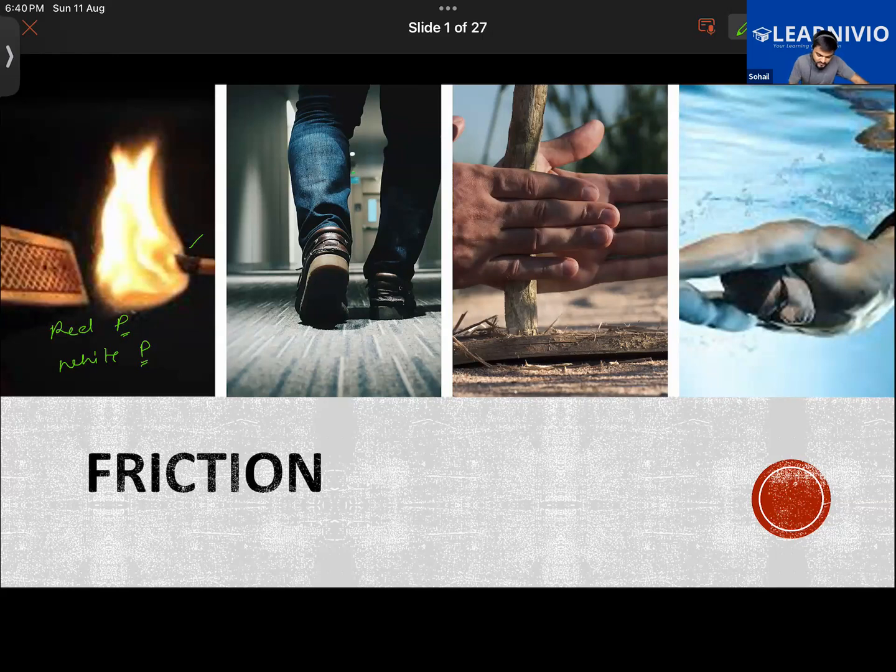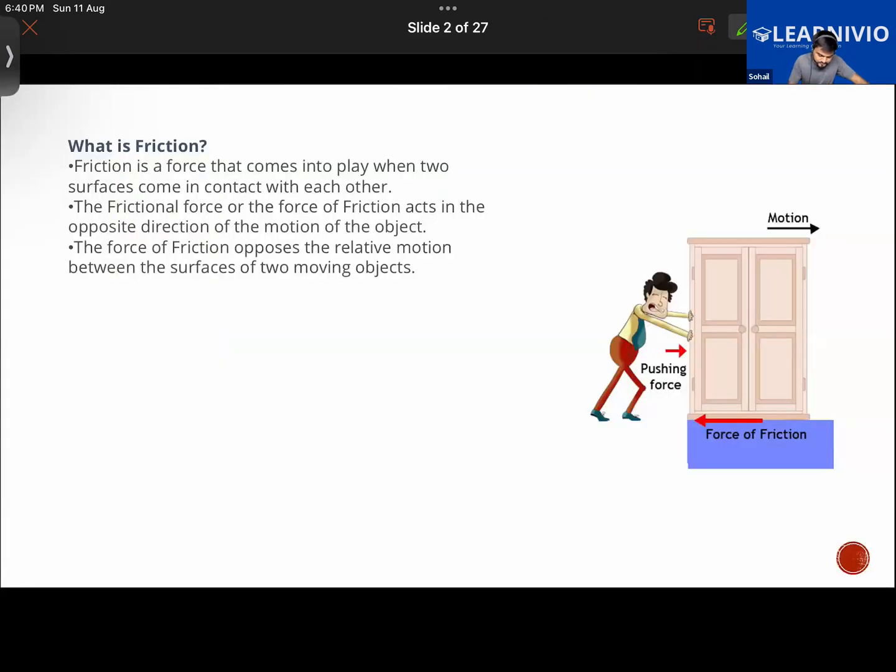Anyways, talking about friction, we say that friction is basically a force that will come into play whenever two surfaces come in contact with each other. So there will be friction. Getting it? Any two objects lie over one another because of friction and because of other things also.